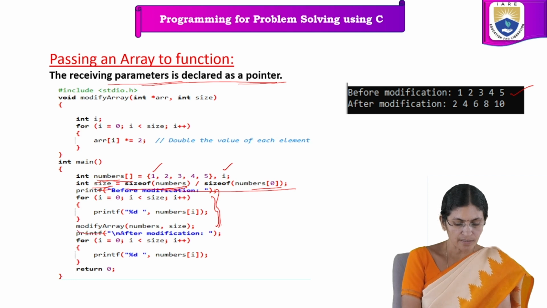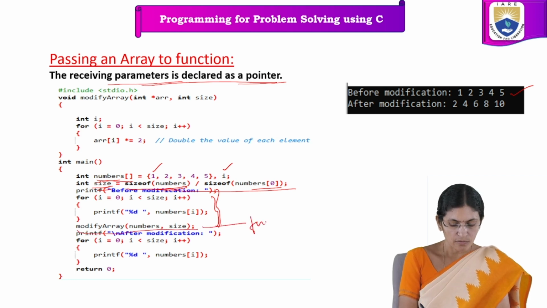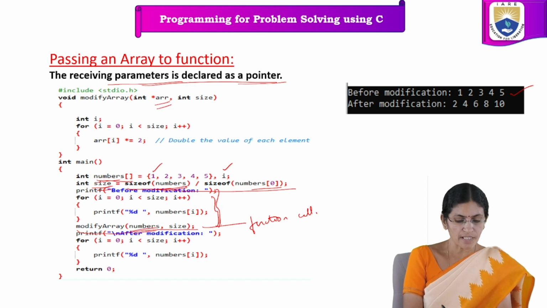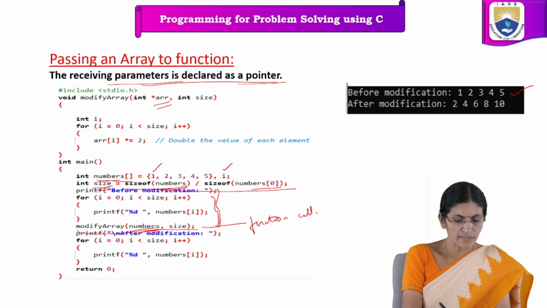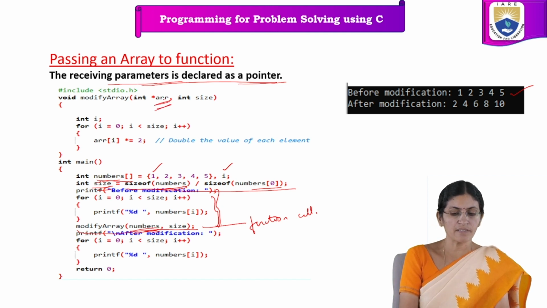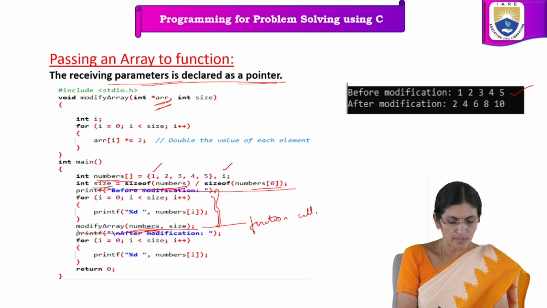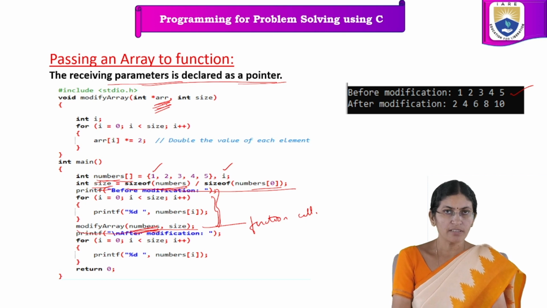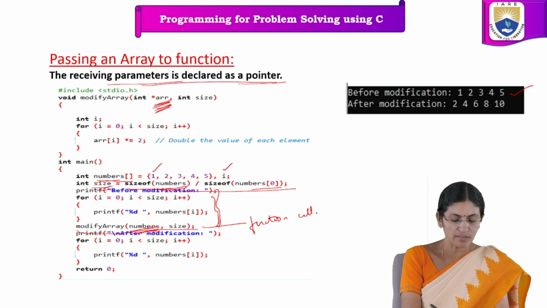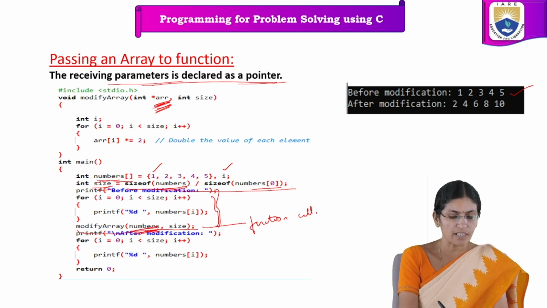Next, this is the function call here. In the function call, we are passing the name of the array. The receiving parameter, the corresponding parameter, is declared as a pointer here. In order to receive the address, which is nothing but the address of the first element of the array, the corresponding parameter is declared as a pointer. This is an integer array, therefore this is a pointer to an integer. That means it will store the address of it. So in order to receive the address, we have declared a pointer variable.